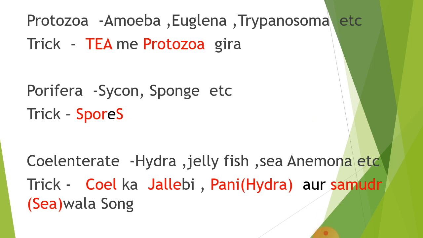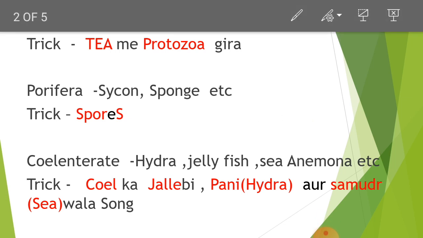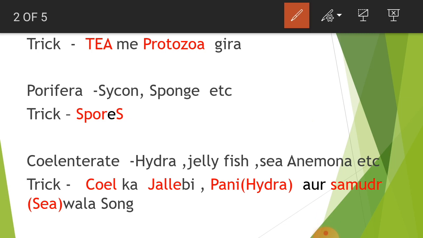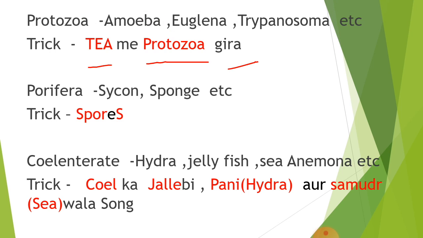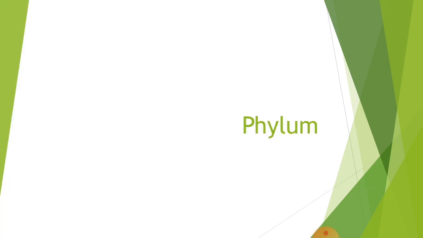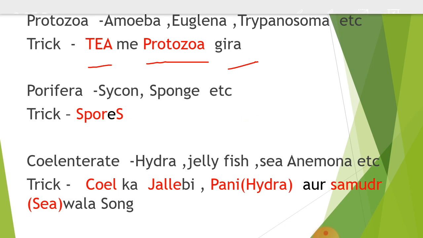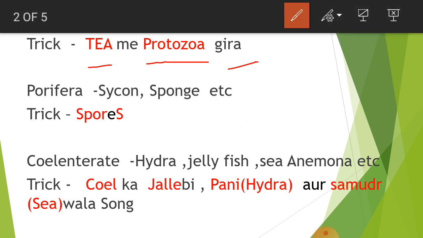The trick for the same is "T me Protozoa gira." It means T for Trypanosoma, and "me" is different, followed by Protozoa gira. ठीक है. So T से Trypanosoma, E से Euglena and A से Amoeba.